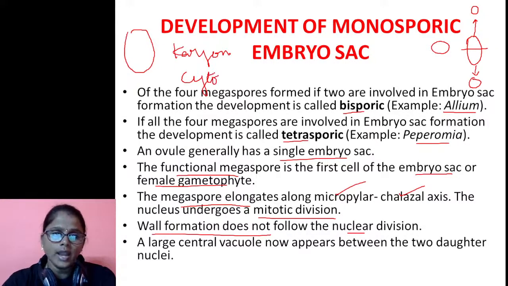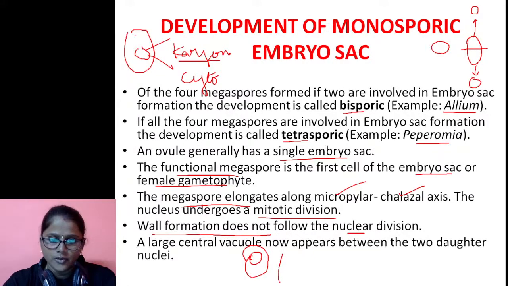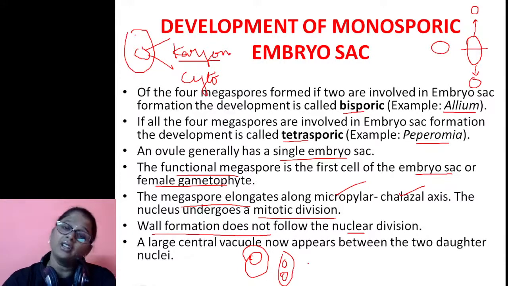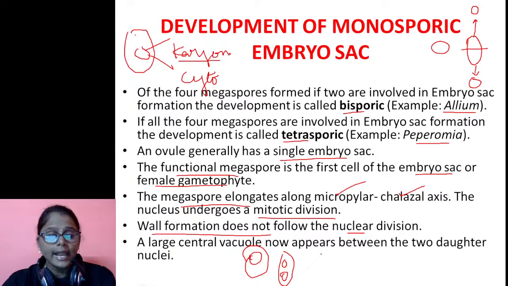So karyokinesis na முதல்ல nucleus வந்து என்ன ஆகணும் divide ஆகணும். So that is called as karyokinesis. So இப்போ செல்லுக்குள்ள ஒரு nucleus first என்ன ஆகும்னா nucleus தான் ரெண்டா divide ஆகும். So that is called as karyokinesis. After the karyokinesis, the cytoplasm will start divide and they will be forming two cells.